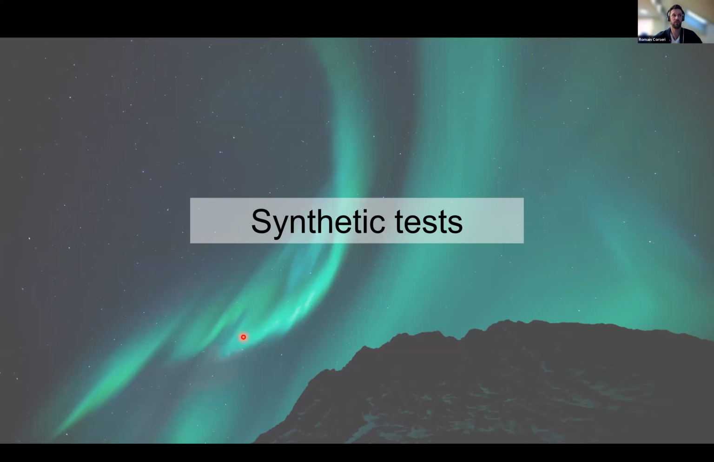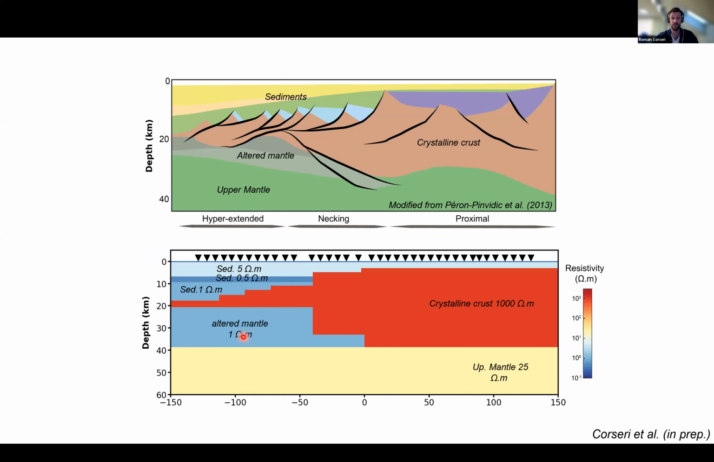First, I'm going to show you some synthetic testing. The aim of this synthetic test is to try and anticipate what type of imaging we can expect from magnetotelluric inversion. For example, here on top you can see a typical, archetypal rifted margin with different tectonic domains. You have here the proximal domain where the crust is undeformed, and moving into the more distal part of the basin, the crust is hyperextended, usually defined as thinner than 10 kilometers.